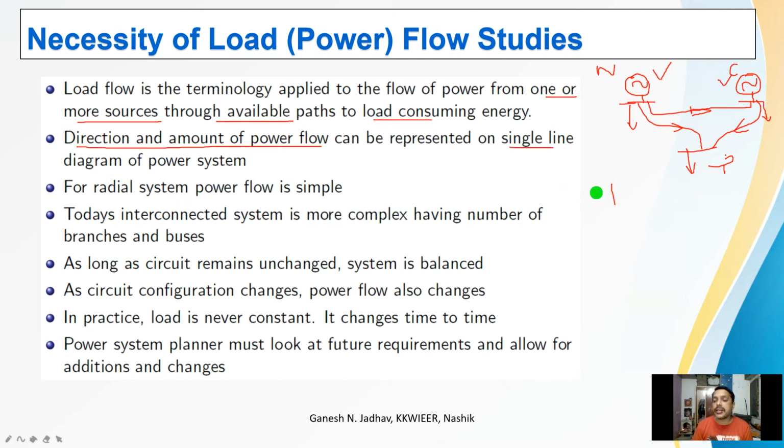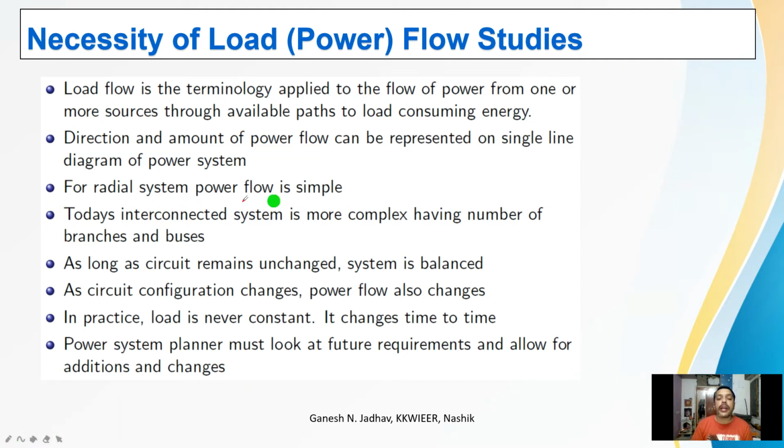For a radial system, let us consider that there is one generator feeding the subsequent loads. So this is the radial system. This is one transmission line, this is another transmission line, this is another transmission line, and these are the loads here. To determine the load flow in the radial system is very easy, but to determine the load flow in interconnected systems becomes very difficult. So let me erase all this. For radial, the power flow is very simple. Today's interconnected system is more complex, having a number of branches and a number of buses.